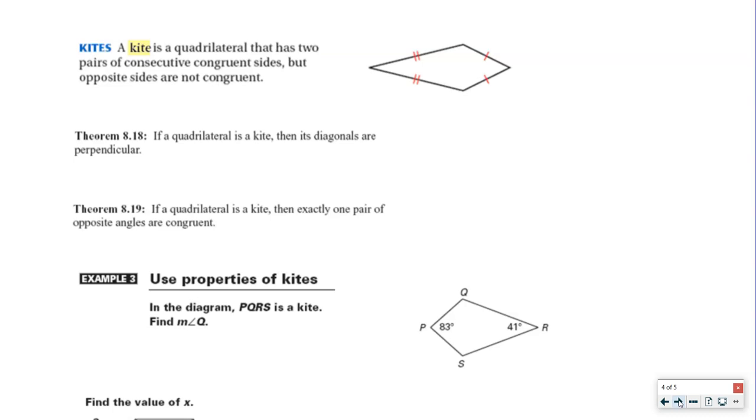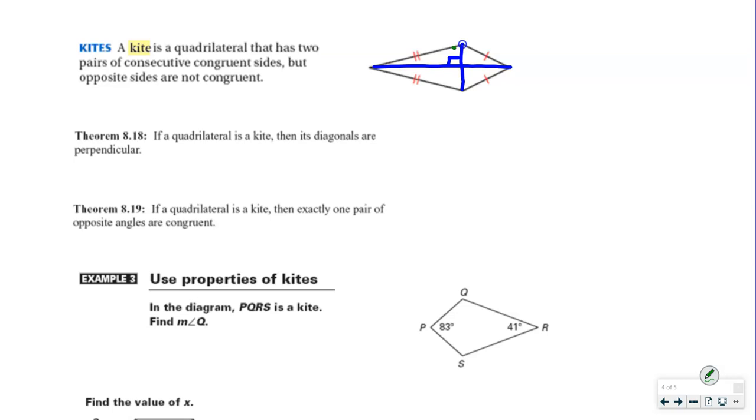All right, so let's go back and look at these examples for kites. So in our picture, we can see our consecutive sides that are marked congruent. So the ones on the left are congruent with each other, and the ones on the right are congruent with each other. Now the other characteristic of a kite is that the diagonals are perpendicular. So we're drawing our diagonals, and they're perpendicular, which means they form right angles. And then if I were looking at the angles, exactly one pair of opposite angles are congruent.